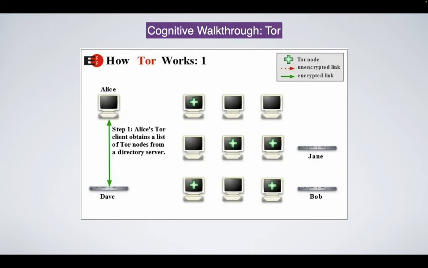Okay, so you have a network, there's a bunch of computers. I guess the plus is indicating that they're Tor nodes as opposed to other internet servers. So the first thing you do is you ask Tor, give me a bunch of Tor nodes. And so there's a server, a master server that has a list. It will give it to you.